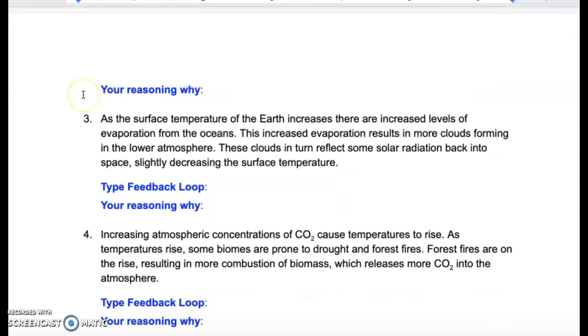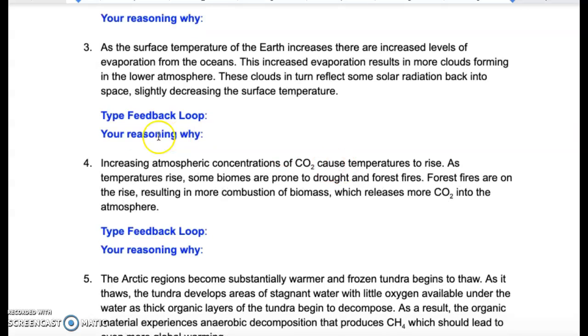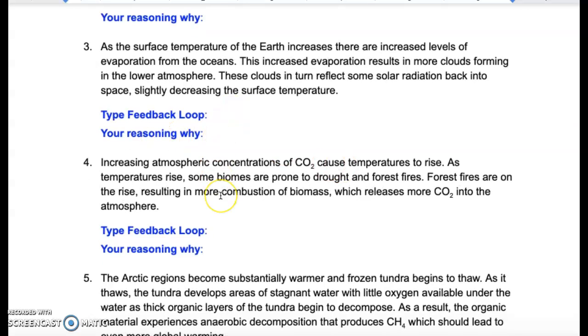All right, number 3. As the surface temperature of the Earth increases, there are increased levels of evaporation from the oceans. This increased evaporation results in more clouds forming in the lower atmosphere. These clouds, in turn, reflect some radiation back into space, slightly decreasing the surface temperature. So what type of feedback loop is that? And tell me your reasoning why.